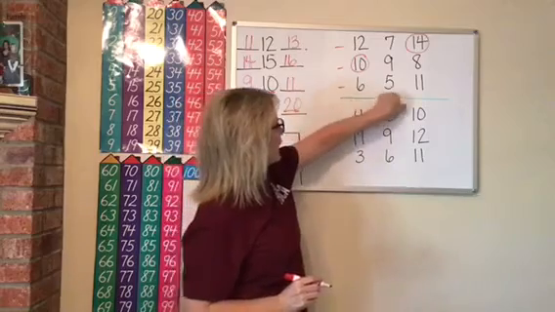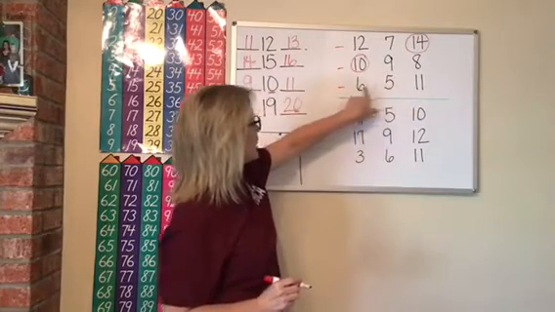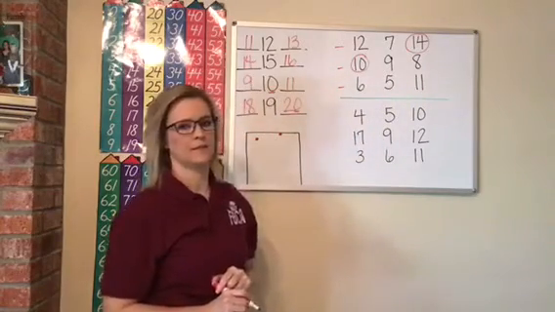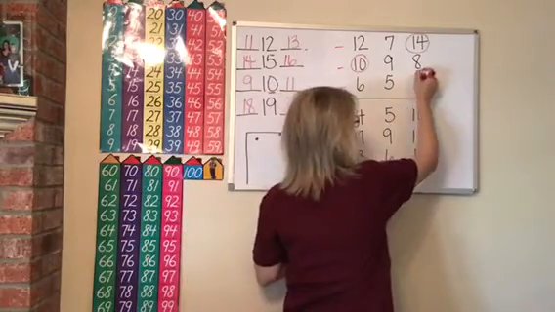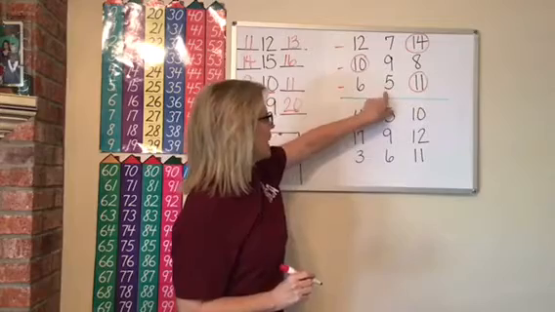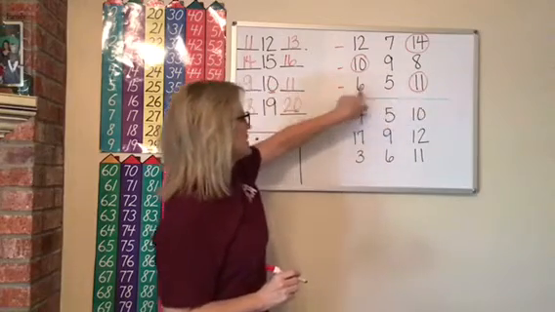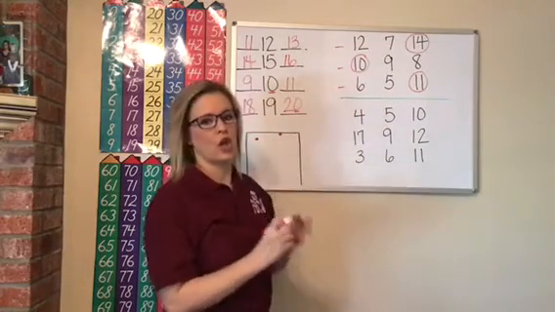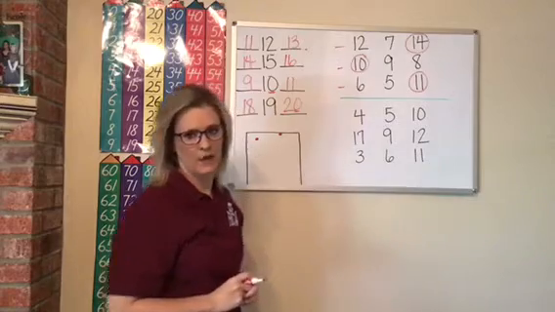Which number out of these three is the largest? Very good. That was easy, huh? 11. 11 is larger than 5, and 11 is larger than 6. So it is the largest number in that row.